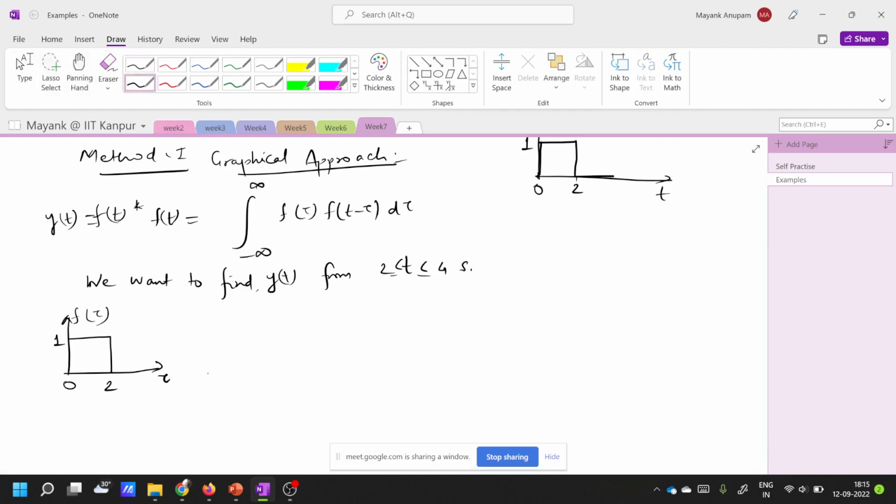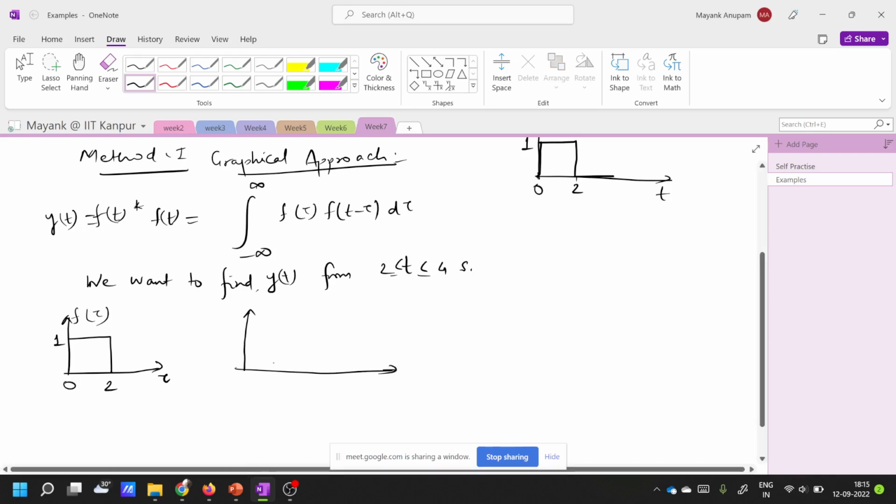How will it look? f of t minus tau. The shift is at t is equal to tau. This is tau, okay? And I want to plot f of t minus tau.